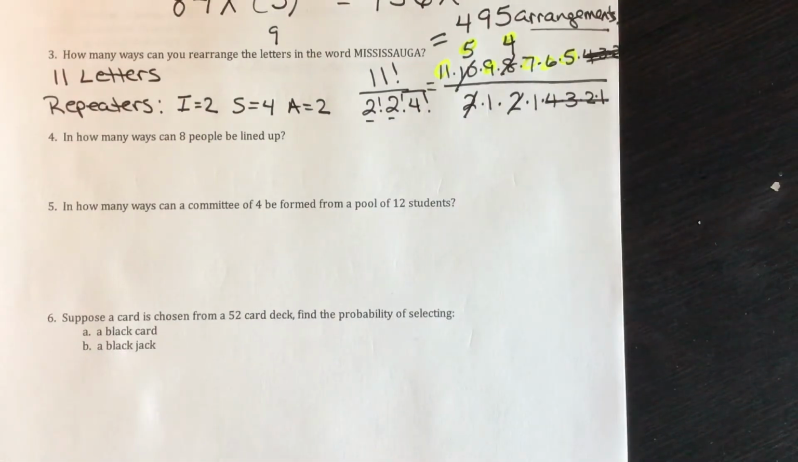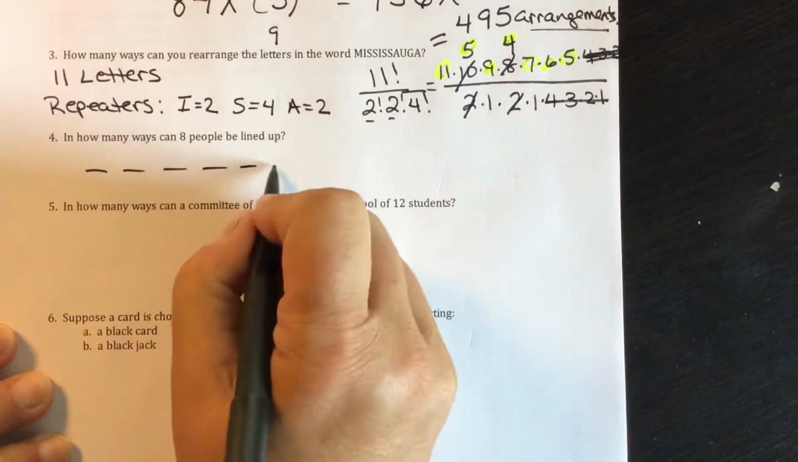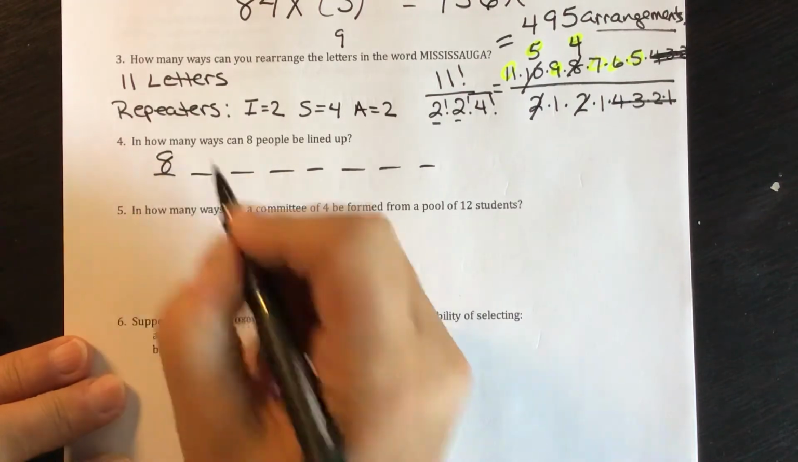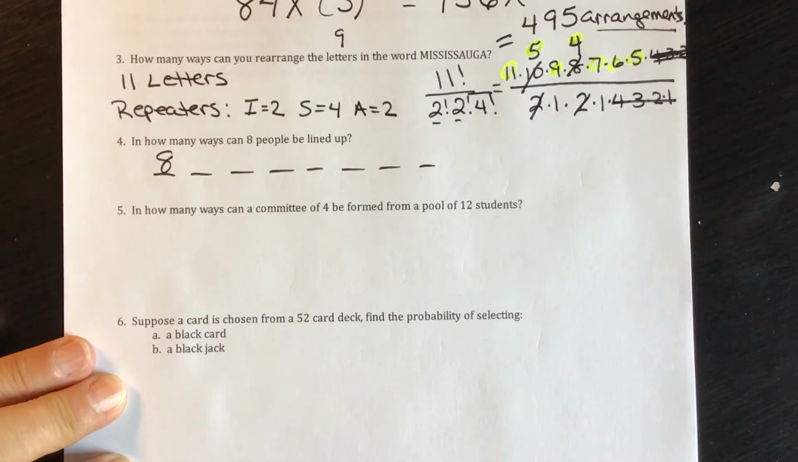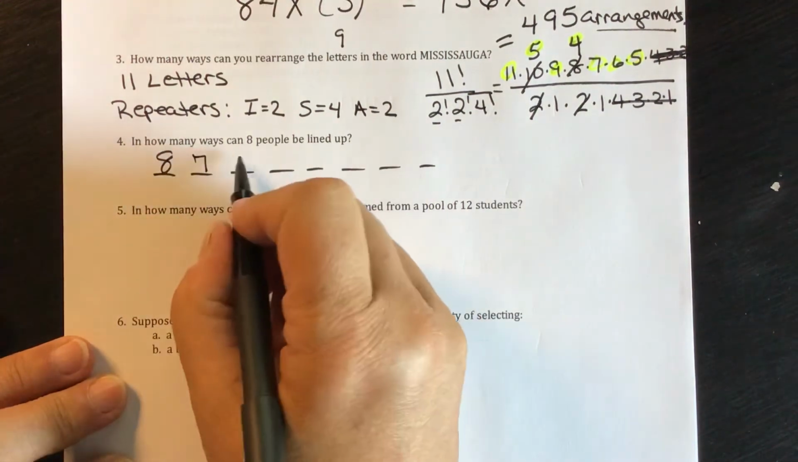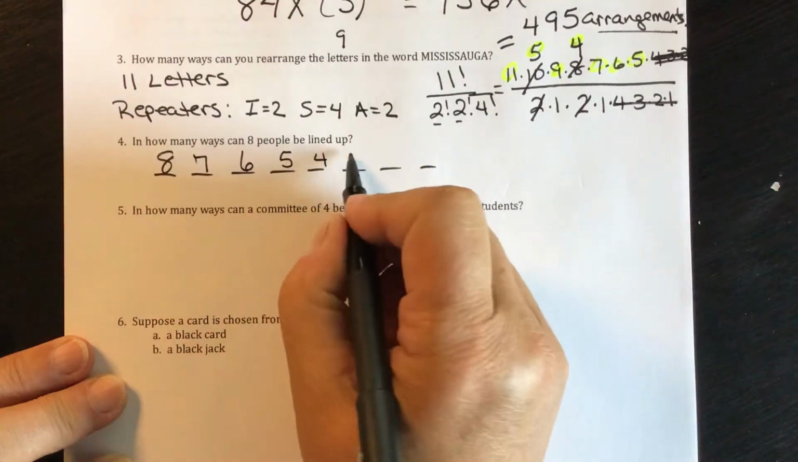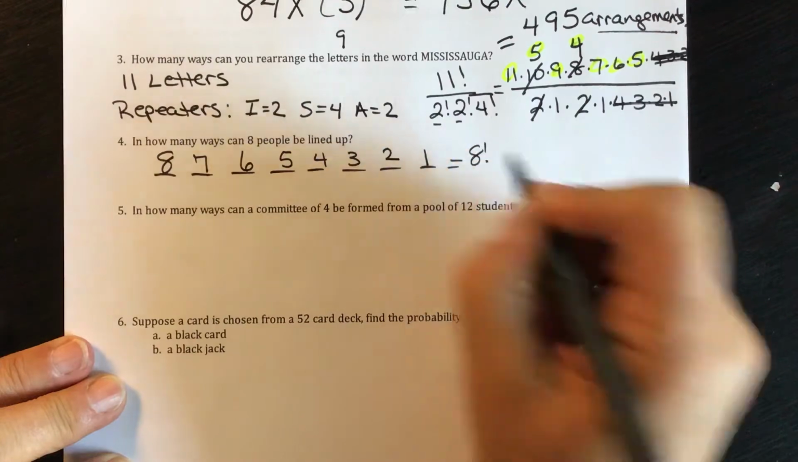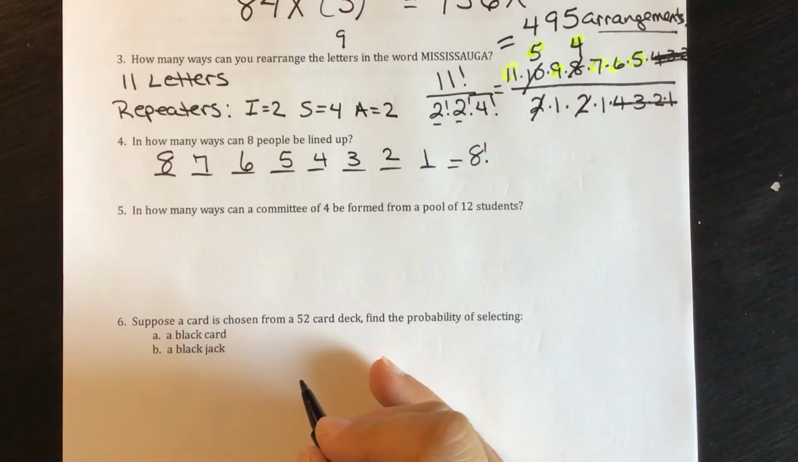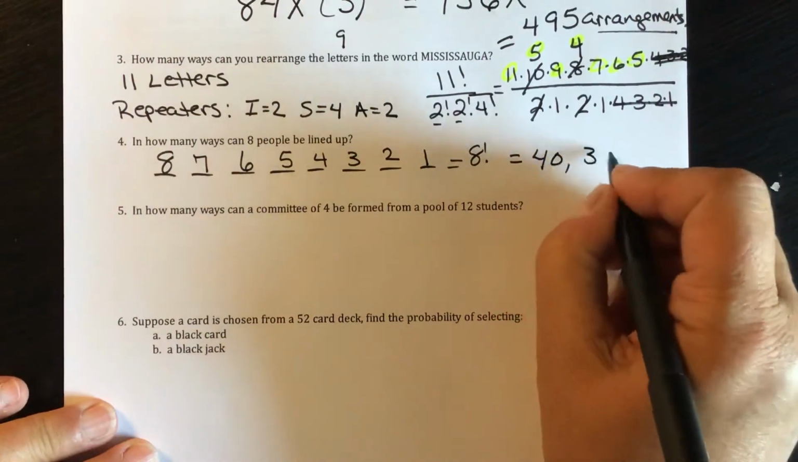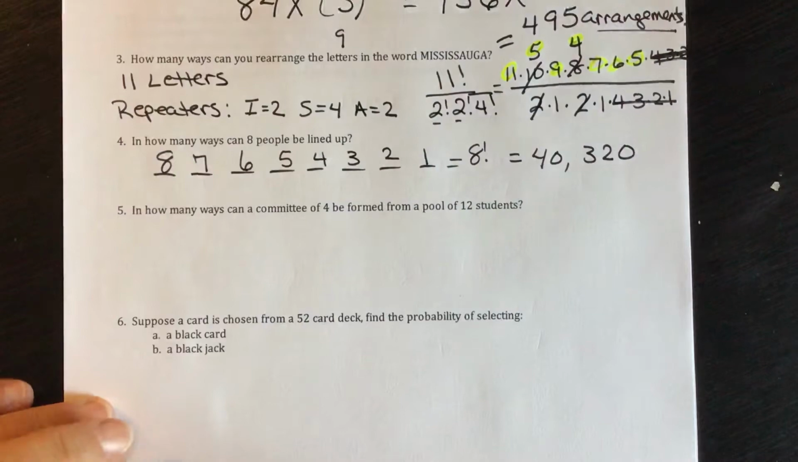Number 4 is asking how many ways can we line up 8 people. So I have 8 spots that I can put people. In the first spot I can choose from 8. Once that person is chosen for that spot, I have 7 left. And then 6, 5, 4, 3, 2, 1. So this technically is 8 factorial. And 8 factorial calculates to 40,320.